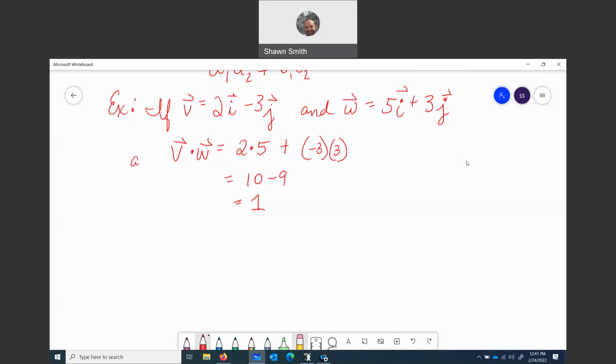Let's do part B. W dotted with v. Well, that's the 5 times the 2 plus the 3 times the -3. Still get the same thing, right? So dot products are commutative.